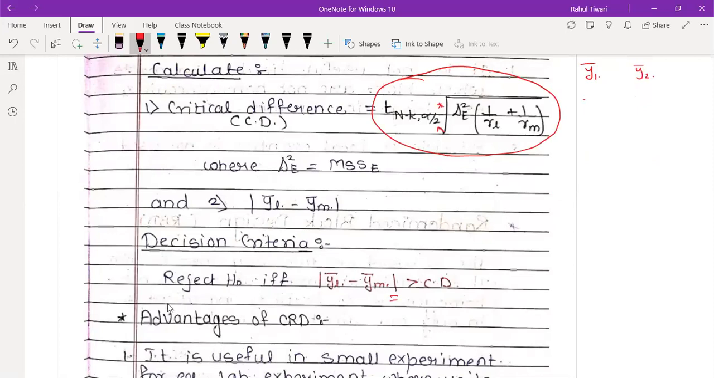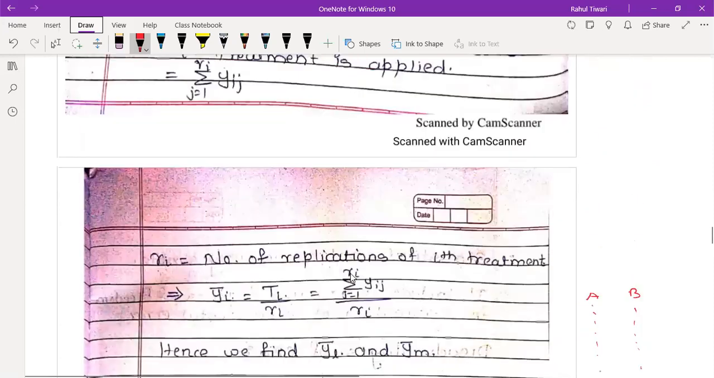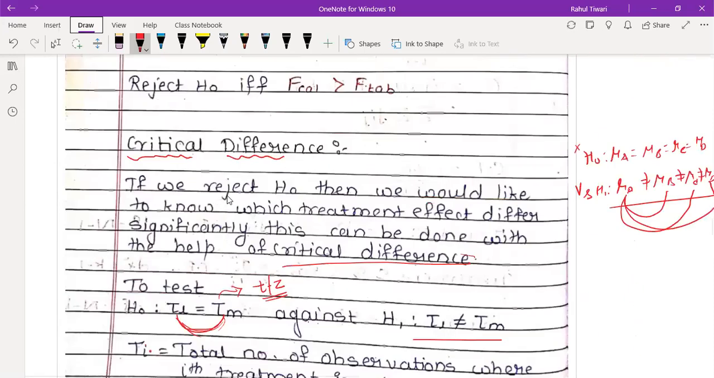So this is used only when your H naught is rejected. Make sure that you don't always use it. You use this method when your H naught is rejected. So if H naught is rejected, you can always go by that method.